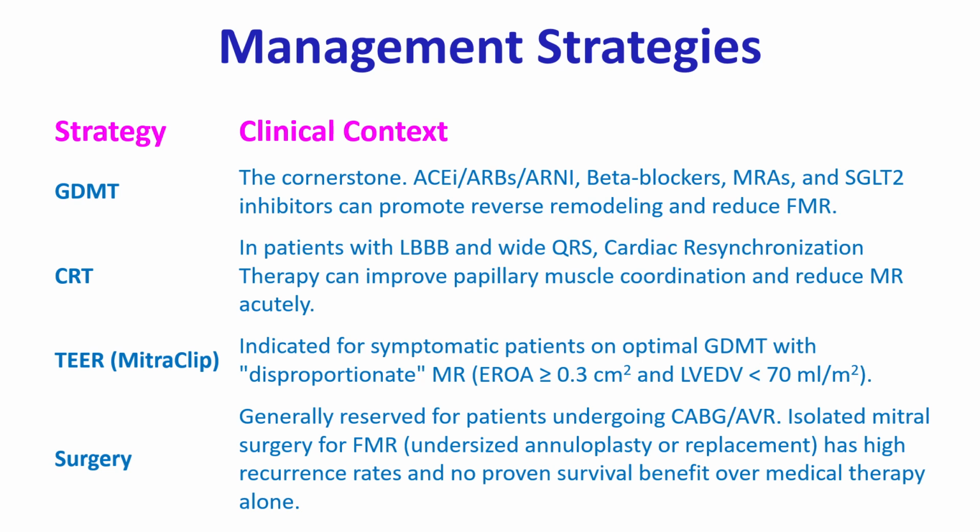CRT. In patients with LBBB and wide QRS complex, cardiac resynchronization therapy can improve papillary muscle coordination and reduce MR acutely. TEER, like MitraClip, is indicated for symptomatic patients on optimal GDMT with disproportionate MR: effective regurgitant orifice area more than or equal to 0.3 square centimeter and LV end-diastolic volume less than 70 ml per meter squared. Surgery is generally reserved for patients undergoing CABG or AVR.